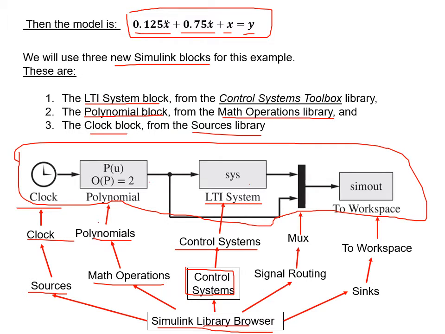And then to get this guy here, we go to our main browser, signal routing, MUX, in order to get this block. And lastly, we go to our browser, go to Sinks, Workspace, and we end up with this guy here that we can click and drag in. So that's just a quick overview on a little flow chart here to figure out where we go within Simulink to find each of these.